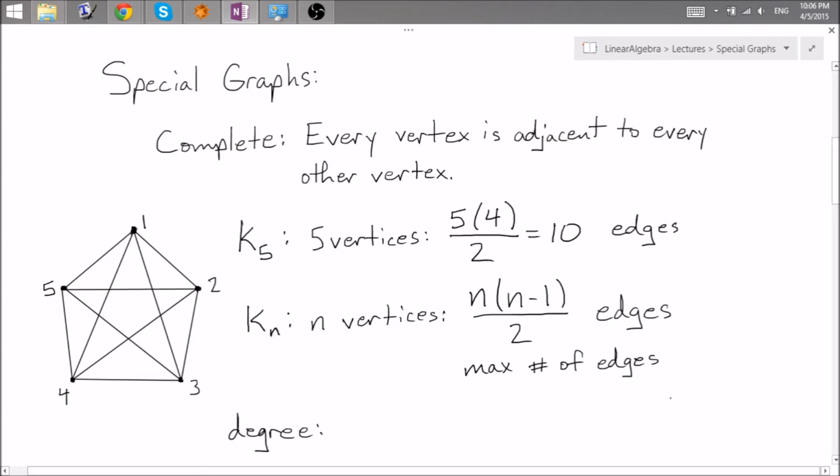So what's the degree in a complete graph? If we look at vertex 1, in our small case of K5 here, we see that it has 4 edges incident to it, so the degree is 4. In general, though, if each vertex is adjacent to every other vertex, and there are n vertices, then that means that the degree is n-1 for every vertex. So the degree is constant on all vertices.